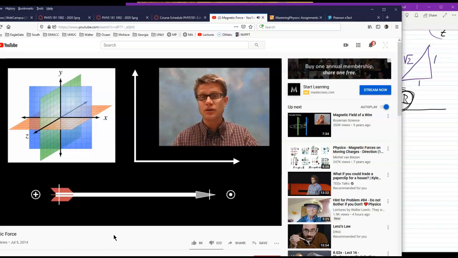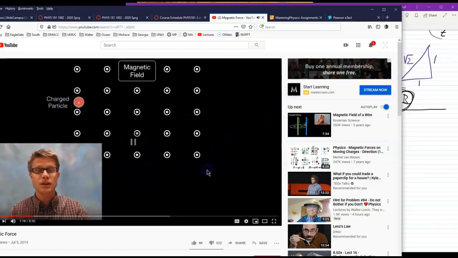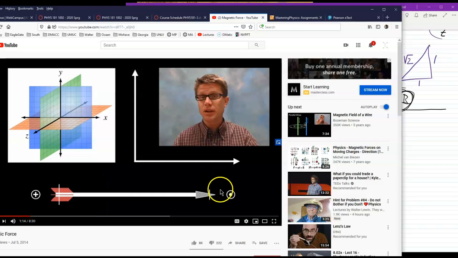The tail end of the arrow is going to look like that. And so if we see a plus sign or an X inside the circle, that means that it's going away from us. And that'll make sense. The way I think about it is, this one here is out of the page, when you are looking at your page, out of the page. And this one is into the page.